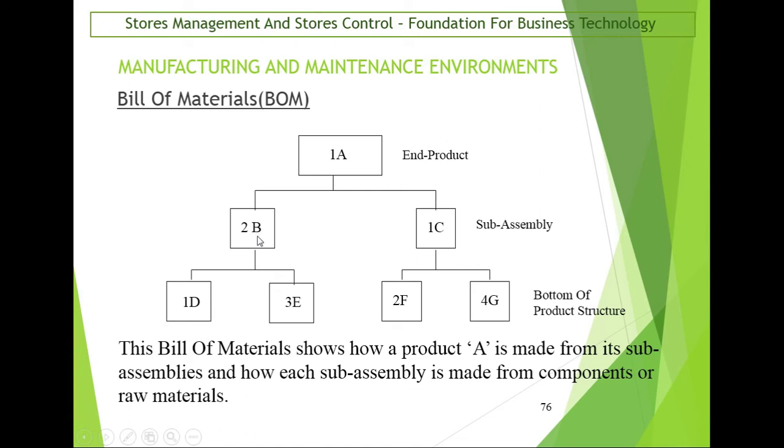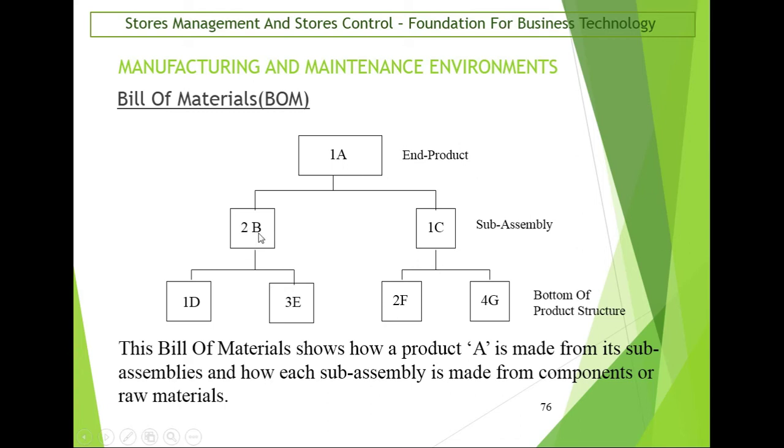So you need to be very careful with this illustration. The quantity that you are seeing is for making 1 of the parent item. So this 2 is to make 1 of A. This 3 of E is to make 1 of B.